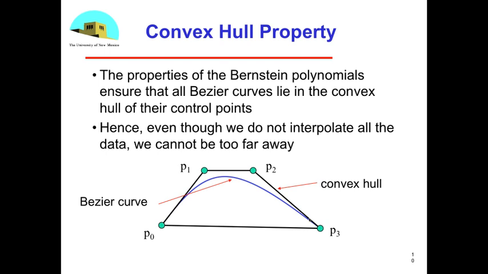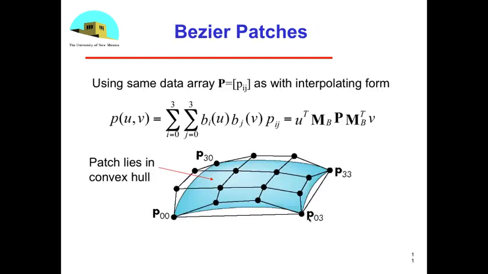Now you can also do the same thing that we did with the interpolating curve, is go to the Bezier patch by saying, well, if I do this with two parameters and I argue that for one of the parameters being held constant, that all the resulting curves in the other parameter have to be Bezier curves themselves, you get exactly the same form.